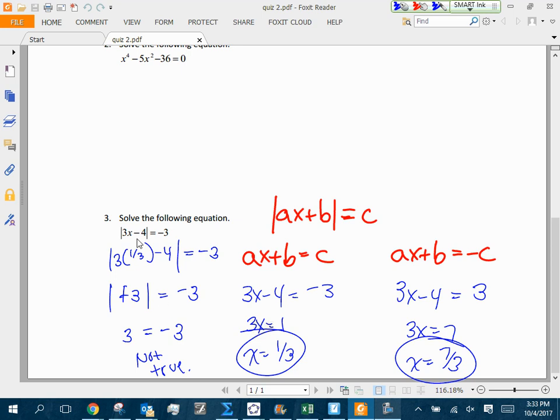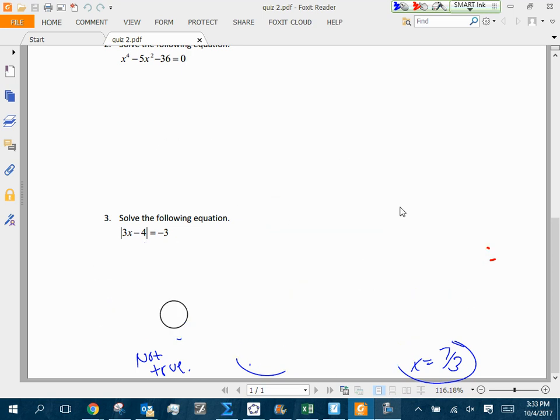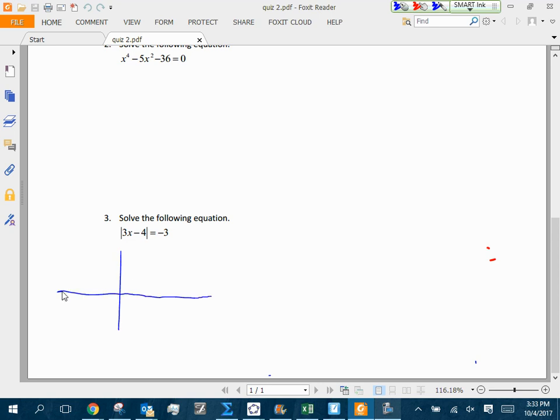That cannot happen. Another way of viewing why this doesn't work is to think about a graph. If I think about 3x minus 4, I believe it looks something like this, where we move to the right some distance, and I think a distance of 4/3 is where the x-intercept ends up being. But negative 3 is going to be that line. Well, we see that the blue absolute value graph never crosses the red line at negative 3. So because they never intersect, there is no solution, because that's what we're looking for when we solve an equation, their intersection.